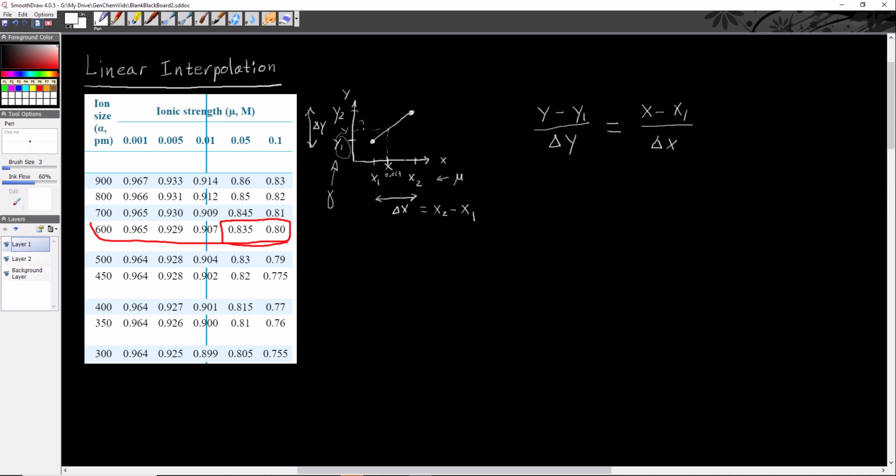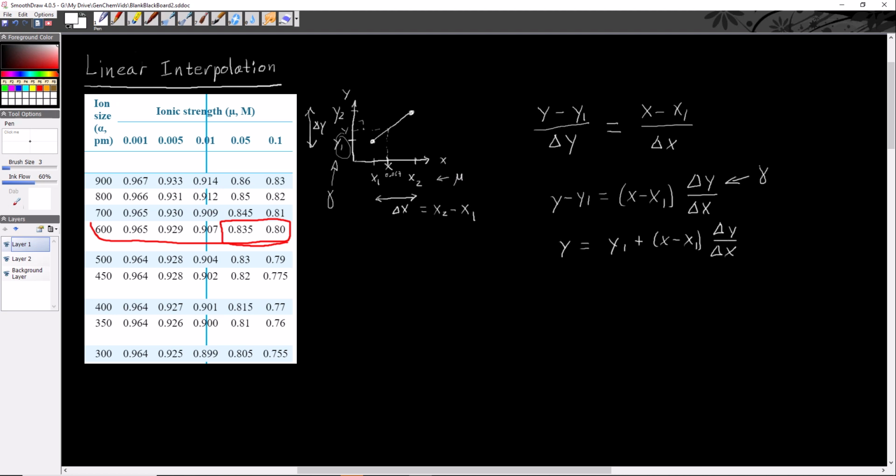All right, so what I want to do is solve this equation now for y, and that would let me linearly interpolate this. So if my x was exactly halfway in between, we know y would be halfway in between these two numbers. So let's solve this by multiplying both sides by delta y. So we have y minus y1 is equal to x minus x1 times delta y divided by delta x. I need to get y by itself, so I'm going to add y1 to both sides.